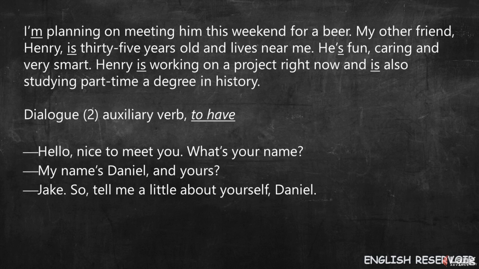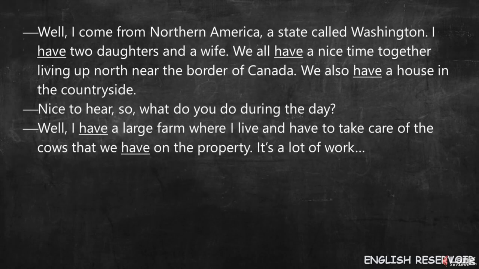Dialogue 2. Auxiliary verb to have. Hello, nice to meet you. What's your name? My name's Daniel, and yours? Jake. So tell me a little bit about yourself, Daniel. Well, I come from North America, a state called Washington. I have 2 daughters and a wife. We all have a nice time together living up north near the border of Canada. We also have a house in the countryside.